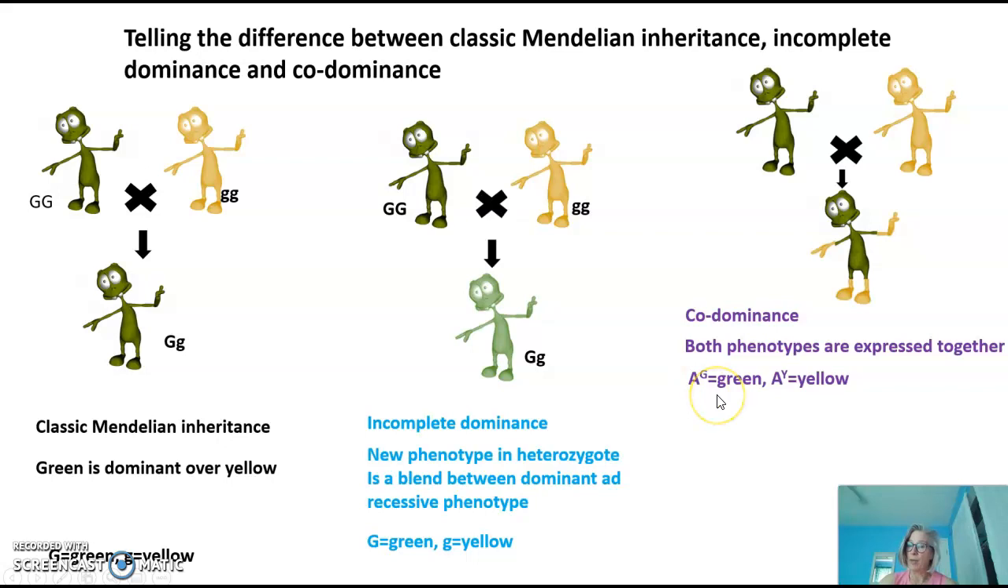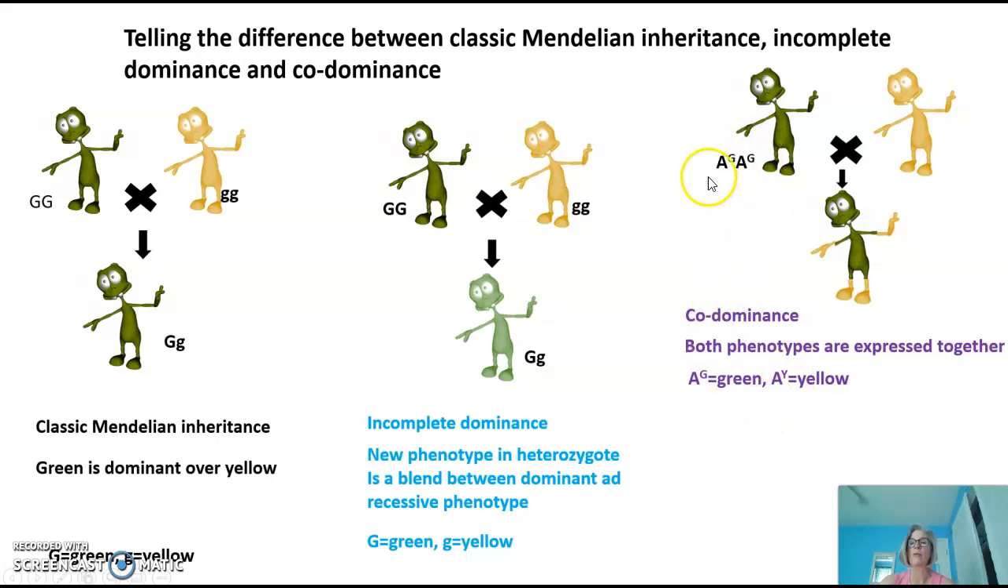So the hard part with this is the notation. In this case, I chose an uppercase A to be my letter holding the superscript because A stands for alien. I chose a G for green and a Y for yellow. Again, both of them having an A shows that they are alleles of the same gene, and both of them having the uppercase superscript shows that they are codominant.